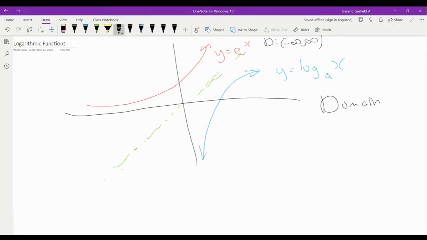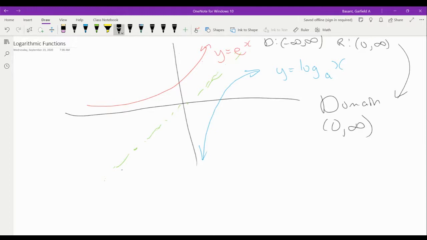And the range was from 0 to infinity, if you recall. That's the exponential function. Now, the logarithmic function is the reflection or the inverse of the exponential function. So for the logarithmic function, the domain was the range of the original exponential function, and the range is the domain. So the domain for the logarithmic function was what the range was. So this is now 0 to infinity.